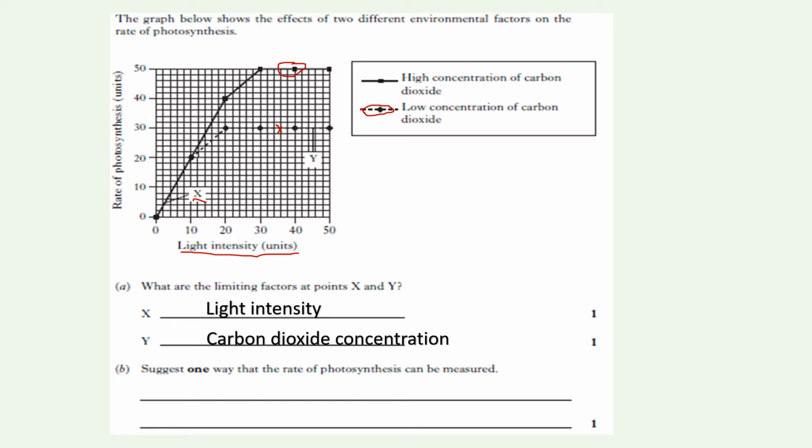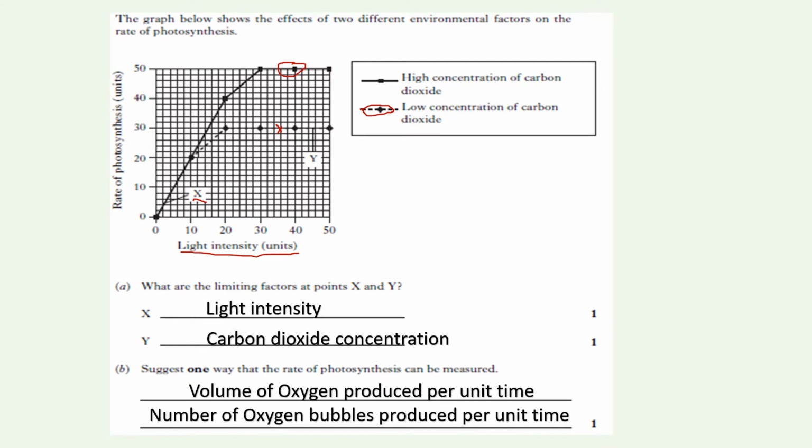Then the next question says, suggest one way that the rate of photosynthesis can be measured. So the way that photosynthesis can be measured is by measuring the oxygen produced per unit of time, or by counting the number of oxygen bubbles produced per unit of time. So well done if you managed to get that correct. Or you could have put the volume of carbon dioxide used per unit time. So if you struggled to answer the question, remember you can go back and watch the other videos on photosynthesis as many times as you want.